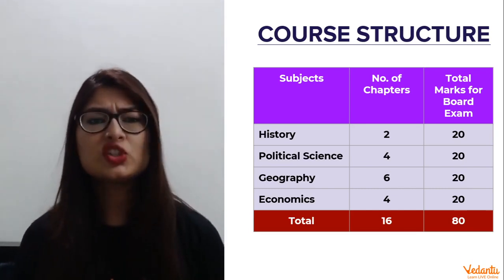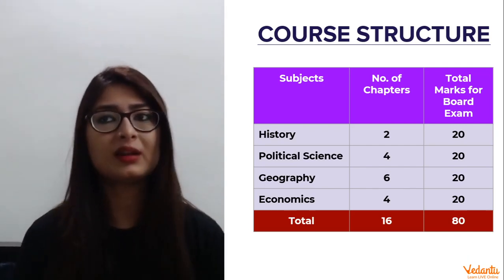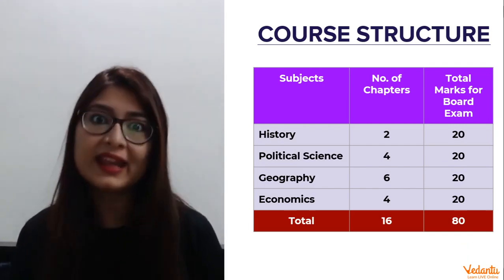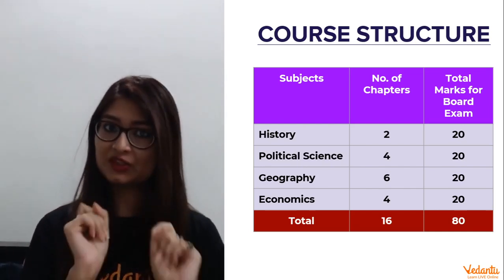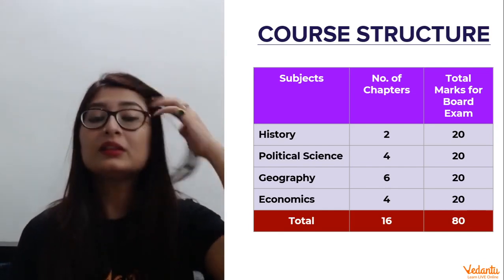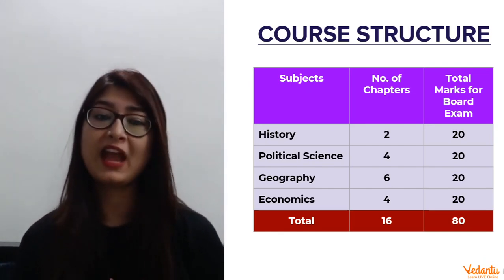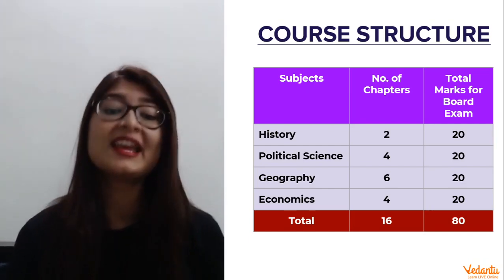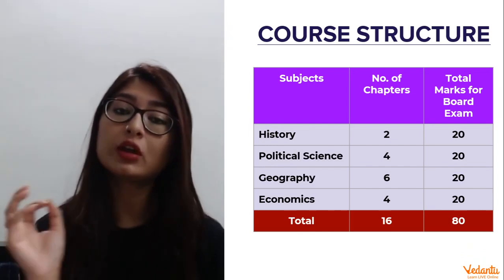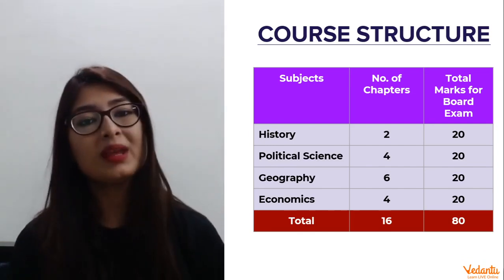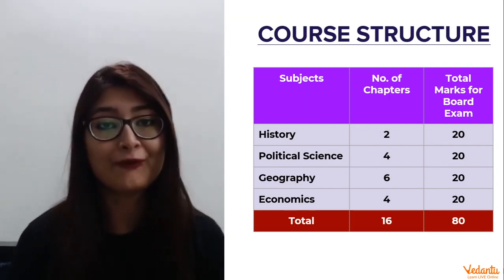So in history, we're just going to have 2 chapters. I know I get this a lot: why do you like history? Because most of you find it very boring. We definitely are going to change that through our sessions. But the good news for those who used to hate history is you only have to bear with 2 chapters. For political science, we're going to have 4 chapters. For geography, 6. And for economics, there's not much change. It's just 4 as before.